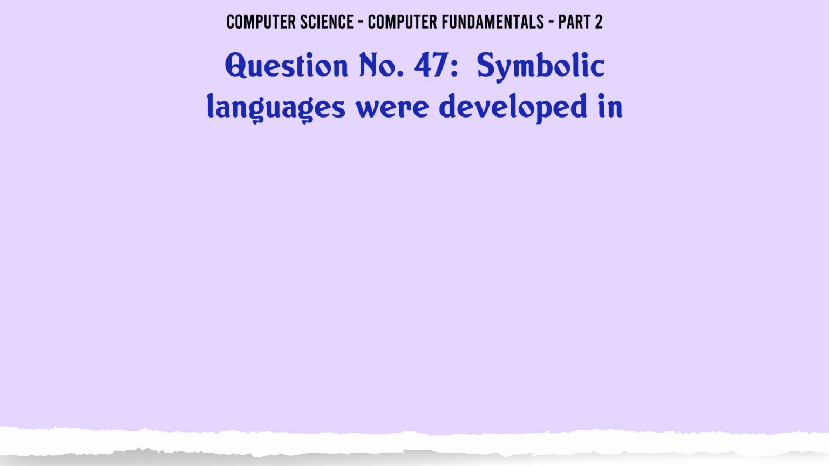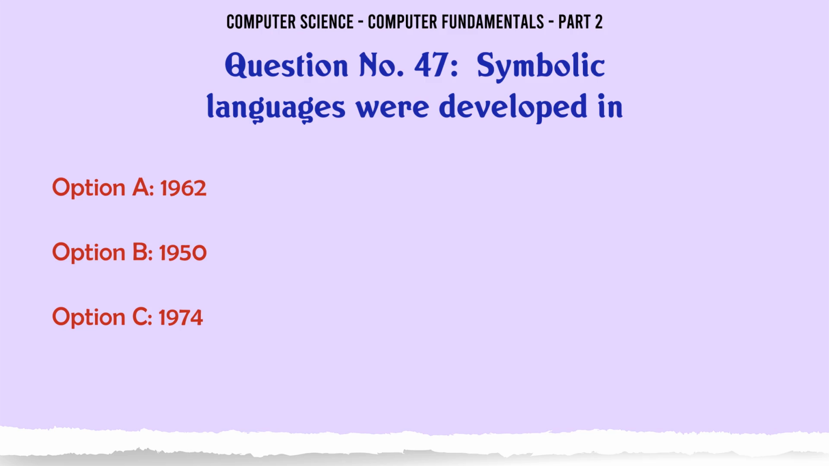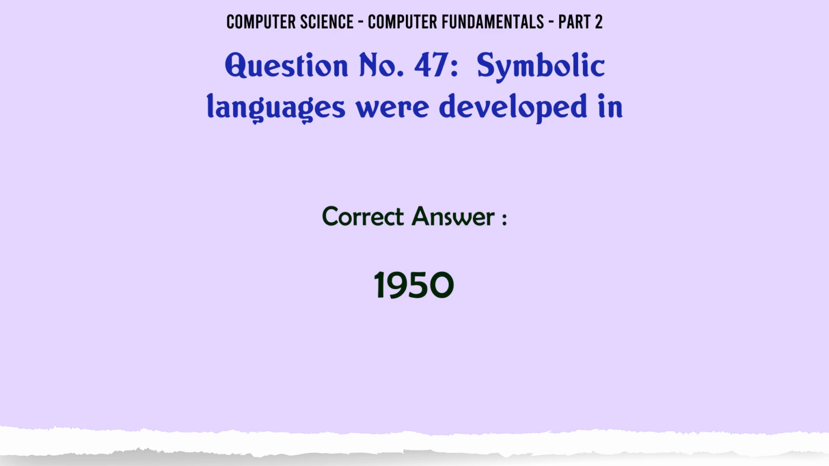Symbolic languages were developed in A. 1962, B. 1950, C. 1974, D. 1980. The correct answer is 1950.